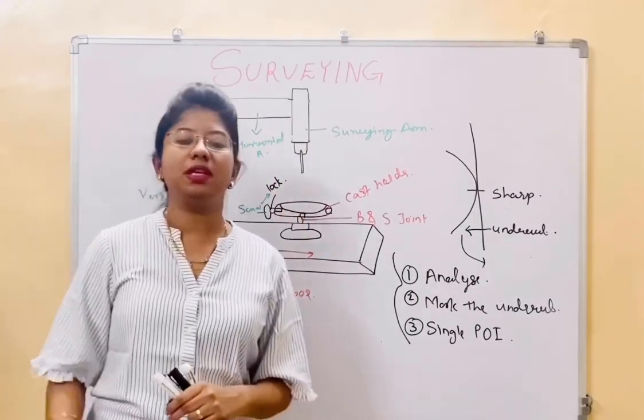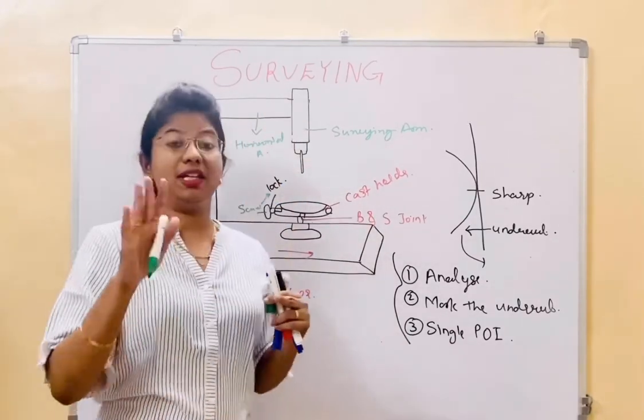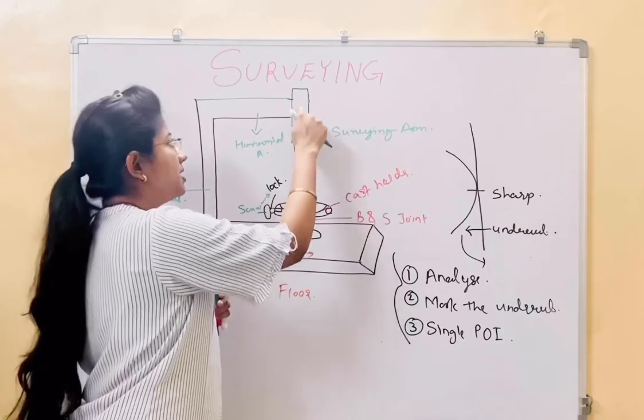Basically, in the NAE surveyor, this arm is fixed, while in the Jelenko surveyor, this arm is moving. So this arm can be moved in Jelenko and it is fixed in the NAE. To this arm, there is attached a surveying arm.